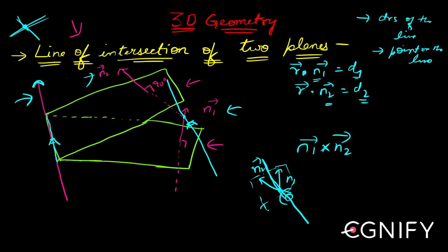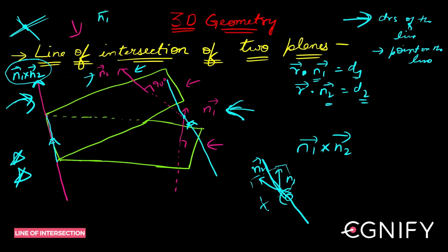What I'm trying to say is that this line of intersection will lie along n1 cross n2. Remember, this is an extremely important point: if you know the vectors which are normal to two planes, their cross product will lie along the line of intersection of the two planes. So now I have the dr's of the line. n1 cross n2 will give me a vector of the form ai plus bj plus ck. So a, b, c will be the dr's of this line, right?